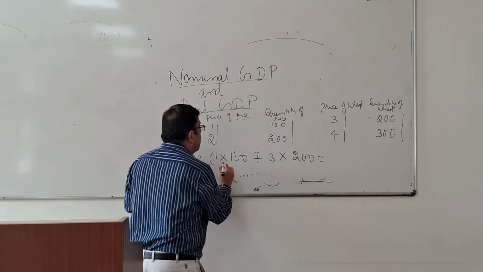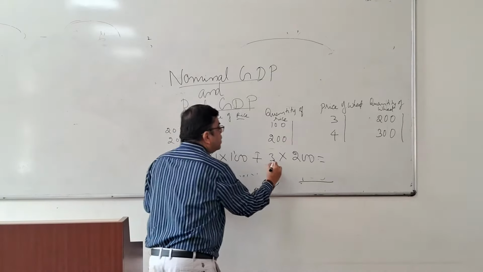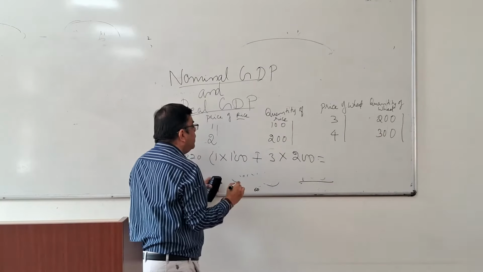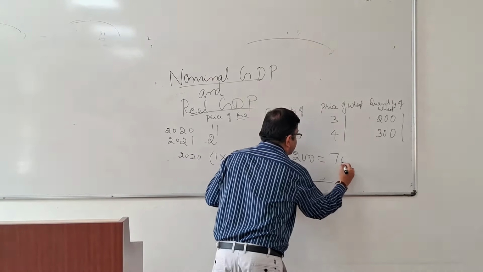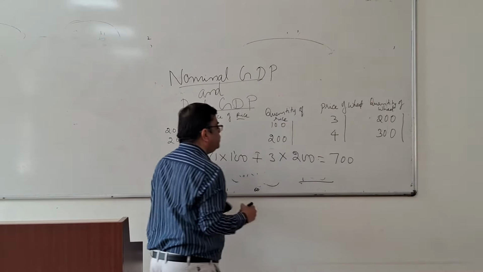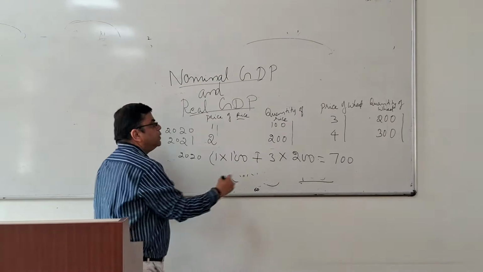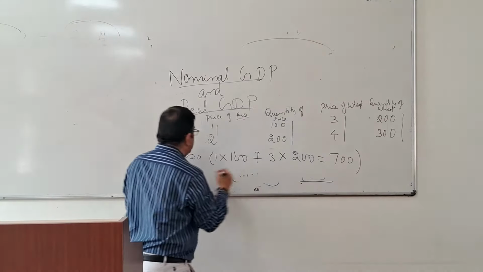So 1 into 100 is 100, 3 into 200 is 600. So 600 plus 100 is 700. So 700 is the nominal GDP.